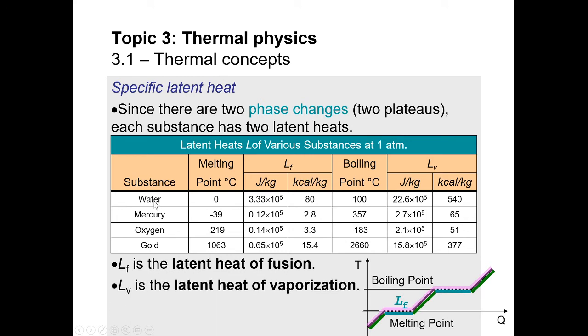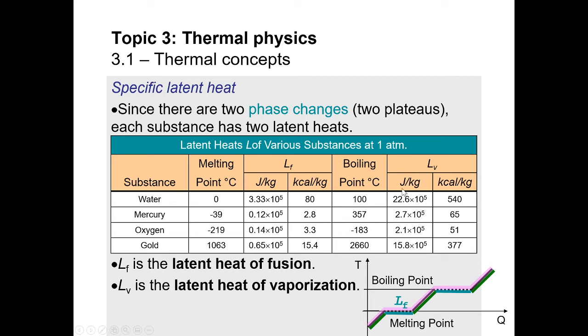So let's look at this. For water, we have a huge latent heat of fusion. The amount of energy per kilogram of water while you're changing states is huge, 3.33 times 10 to the 5. Compare that to mercury, oxygen, and gold, which are much, much smaller.